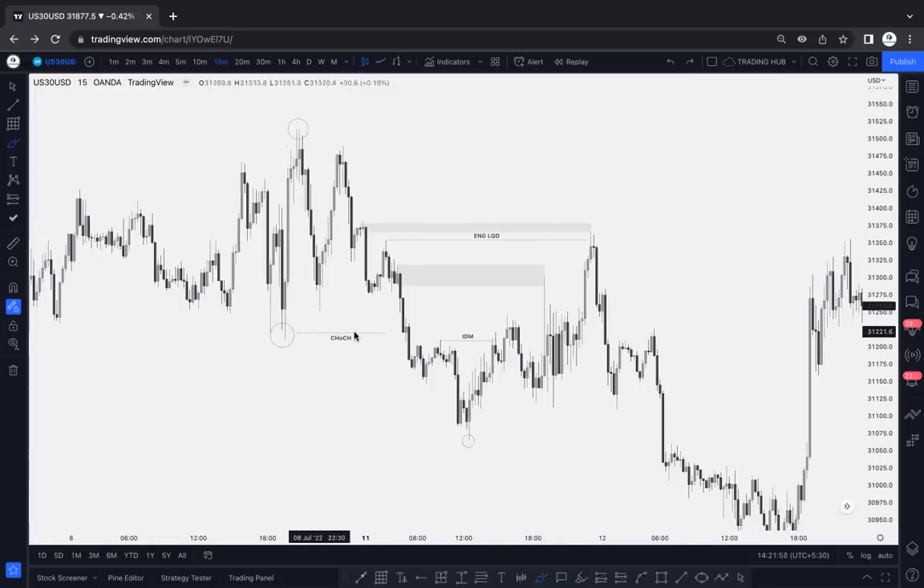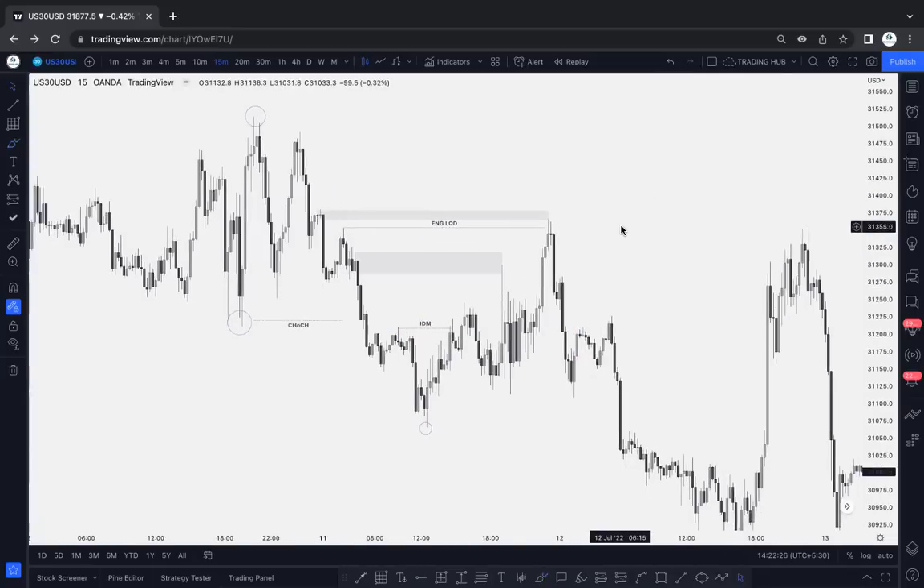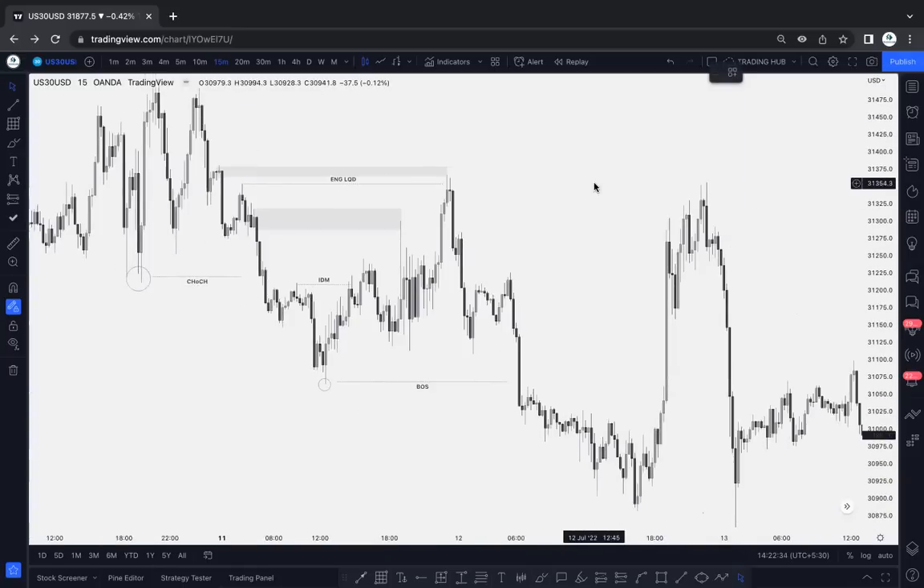For me, this is our CHoCH and the lower low is confirmed here. Now I expect the market must take out the inducement, then I anticipate price going downside, mitigating this order block and pushing downside. And again, this is our engineering liquidity. In future, if the market is unable to push downside and goes higher, then I will take entry after it takes out this engineering liquidity. So the same thing happens here. The market again breaks this structure here, and this one is our break of structure.